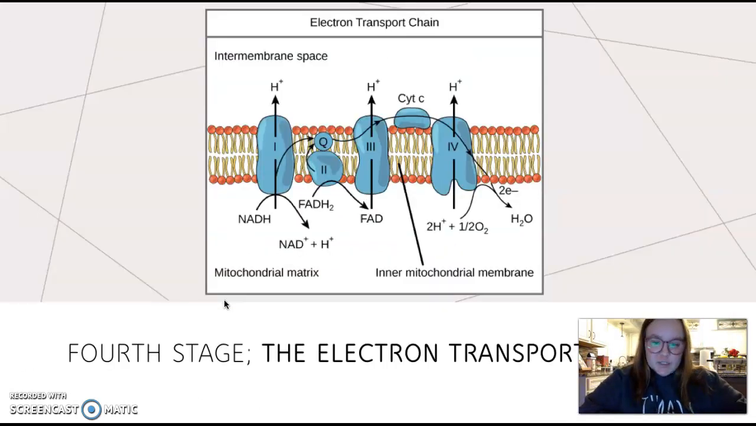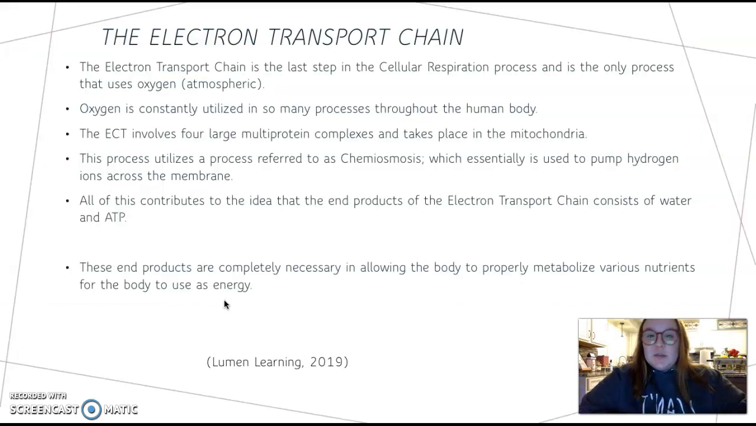And our final stage is the electron transport chain. This is the last step in cellular respiration, and it's the only process that truly utilizes oxygen. Oxygen is constantly used in so many processes throughout the human body, basically in everything we do throughout our daily function. The electron transport chain involves 4 large multi-protein complexes and takes place in the mitochondria. This process utilizes a process referred to as chemiosmosis, which essentially is used to pump hydrogen ions across the membrane.